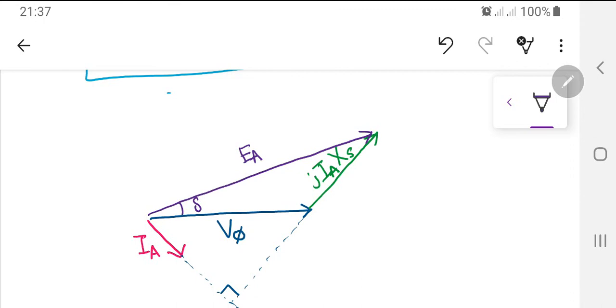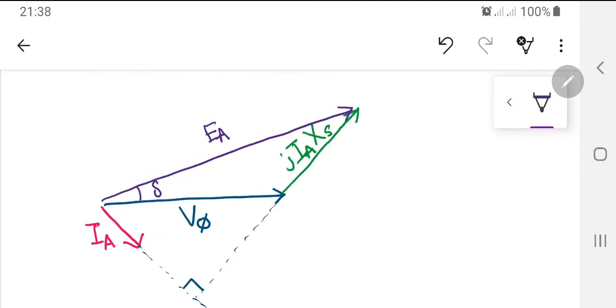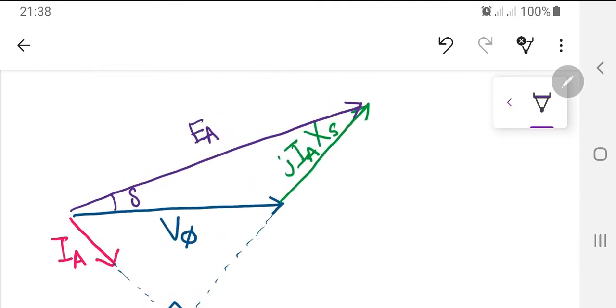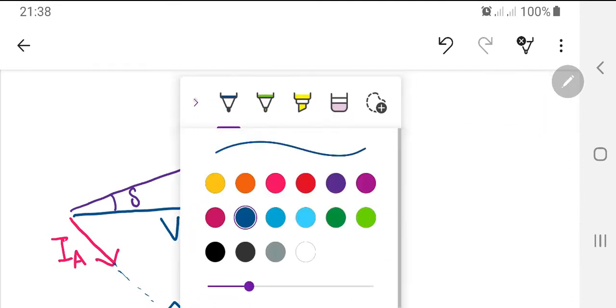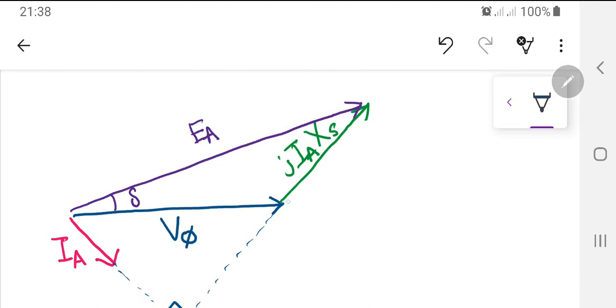Now if you are seeing this phasor diagram, it has ignored IARA. So what happens now? Without going into the proof of it and all that, I'm just going to use this phasor diagram now. Let me take another color. If I extend this and draw a perpendicular vector, so what I have now is a perpendicular.